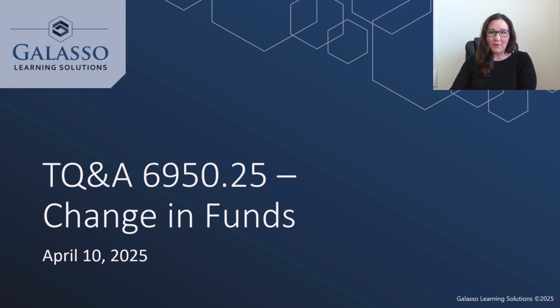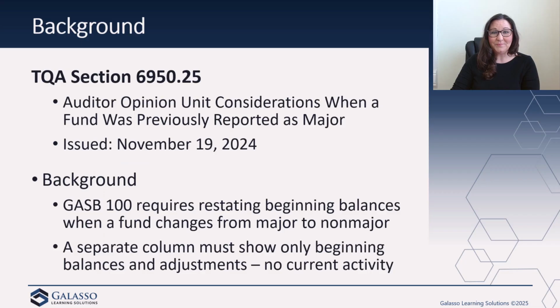On this week's Genuine Learning blog, we will be looking at the technical question and answer 6950.25 that was issued by the AICPA addressing a change in funds from major to non-major for state and local governments. So TQ&A 6950.25's full title is Auditor Opinion Considerations when a fund was previously reported as major. This technical Q&A was issued November 19th, 2024.